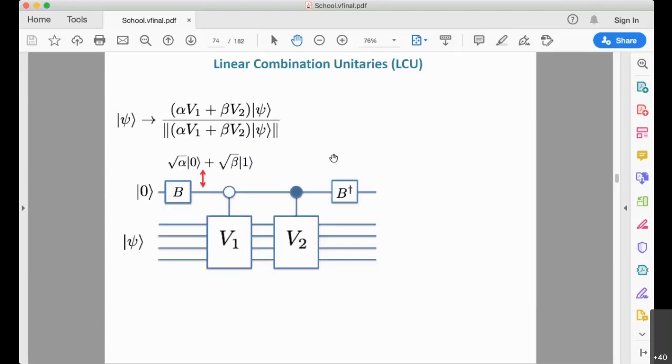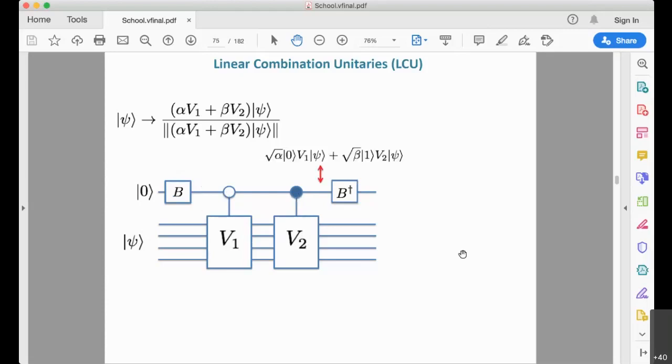There is a simple gadget to do this, which is the following. On some qubits, we input the state psi. We add one ancillary qubit that is initialized in the state 0. We apply a rotation to it such that the state prepared on that single ancillary qubit encodes the coefficients in the linear combination, the square roots. It turns out that the square roots are the optimal way of doing this. Then I implement one of the unitaries conditional, say, on the state of the ancilla being 1, then V2 conditional on the state being 0, and I apply the inverse of the original operation.